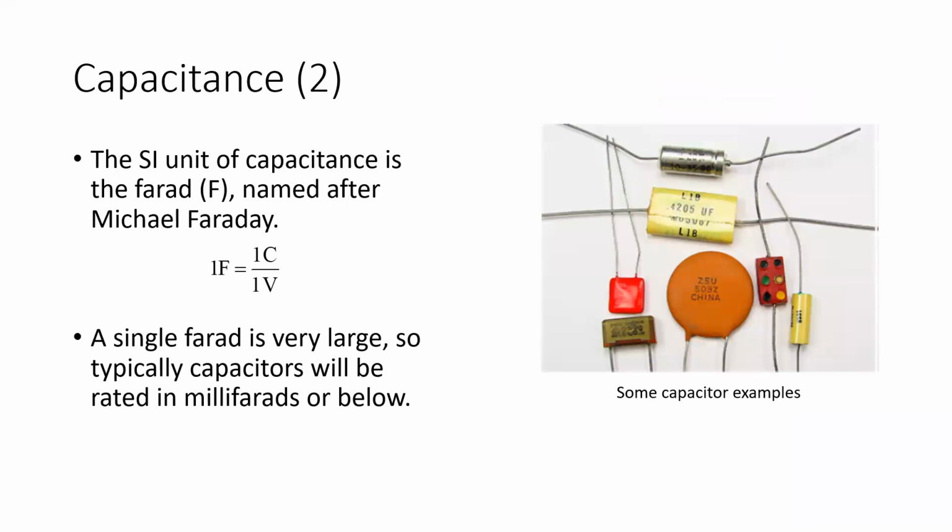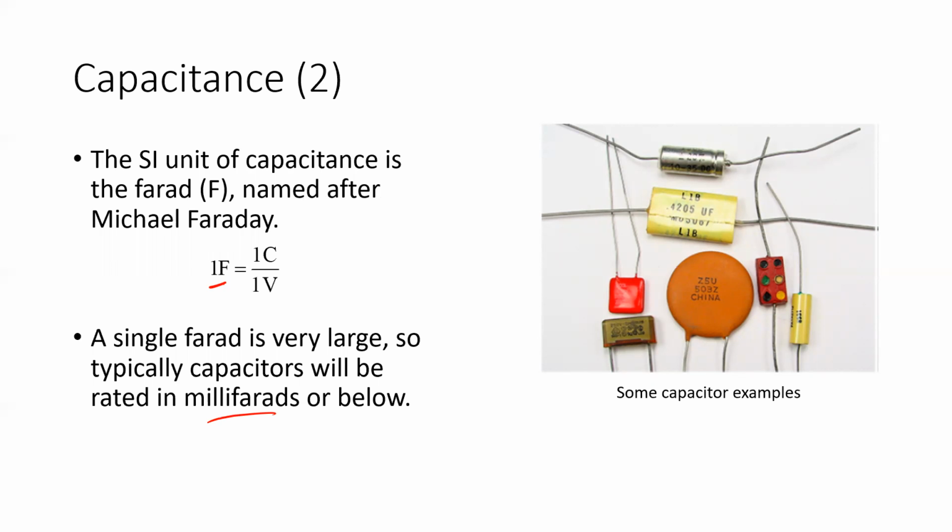The SI unit of capacitance, rather than writing coulomb per volt, which would be charge per volt, we're going to have a shorthand for that and call it the farad, 1 F, named after Michael Faraday. A single farad ends up being very large. We'll see an example of this later on. So usually in practical capacitors for circuits, you're dealing with millifarads or lower.